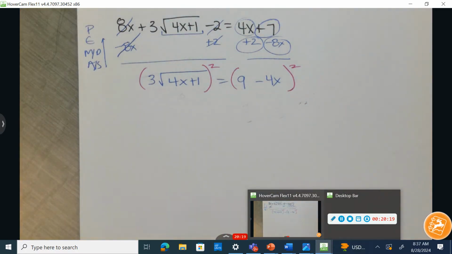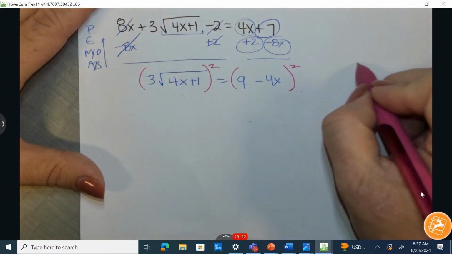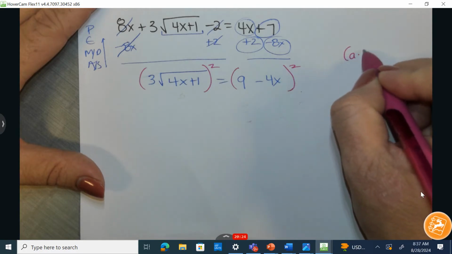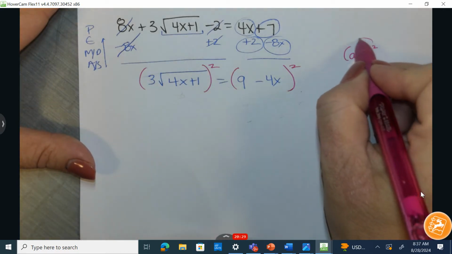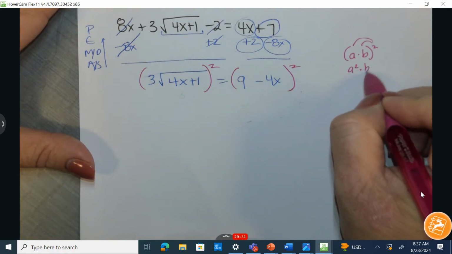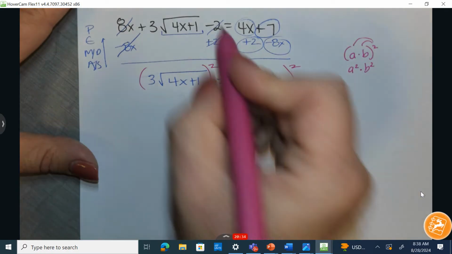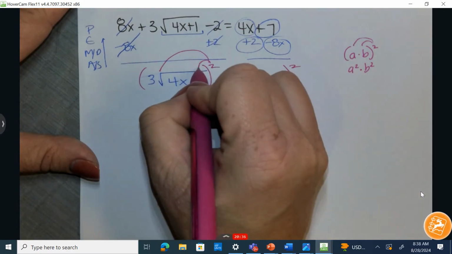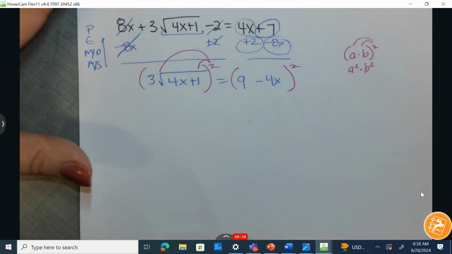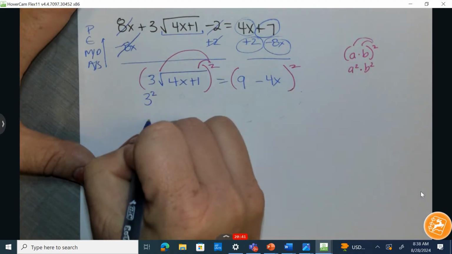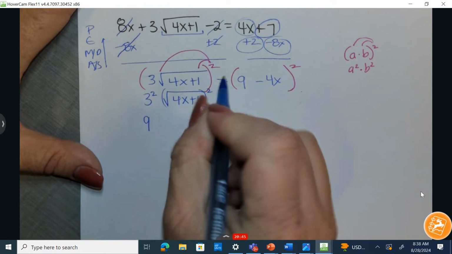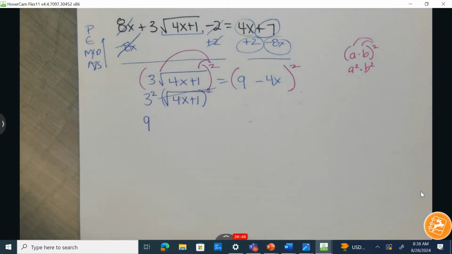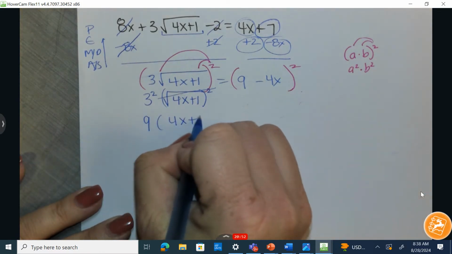I need to remind you really quickly of a rule. So I'm going to come off to the side here. If I have a times b and I square it, this is just rules of exponents. I want to remind you that we distribute it to both, so it becomes a squared times b squared. And that's exactly what we're going to do here. This square is going to apply to the 3 and to the square root. So 3 squared, I know, is 9. And the square root of 4x plus 1 squared, well, you think of it as canceling out. Realistically, it simplifies to an exponent of 1, and we bring down 4x plus 1.